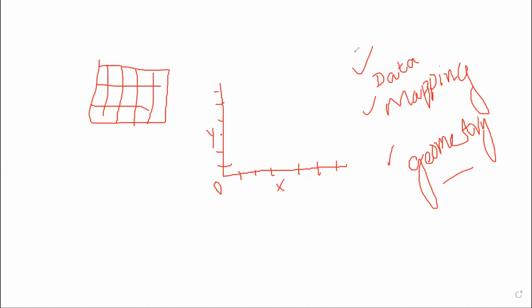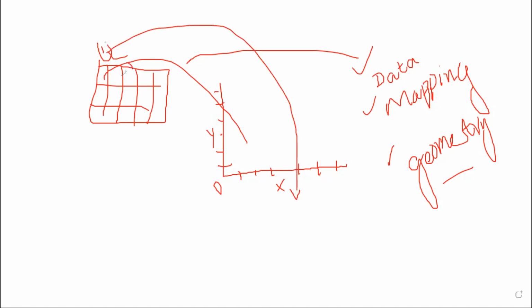After data you need to define mapping. Mapping means which variable we want to place on the x-axis and which variable we want to place on the y-axis. For example, here is variable 1, variable 2, 3, and 4. I want to place variable 1 on the x-axis while the other three variables on the y-axis. So it is a mapping. In mapping, we need to define which variable we want to place on the x-axis and which on the y-axis.